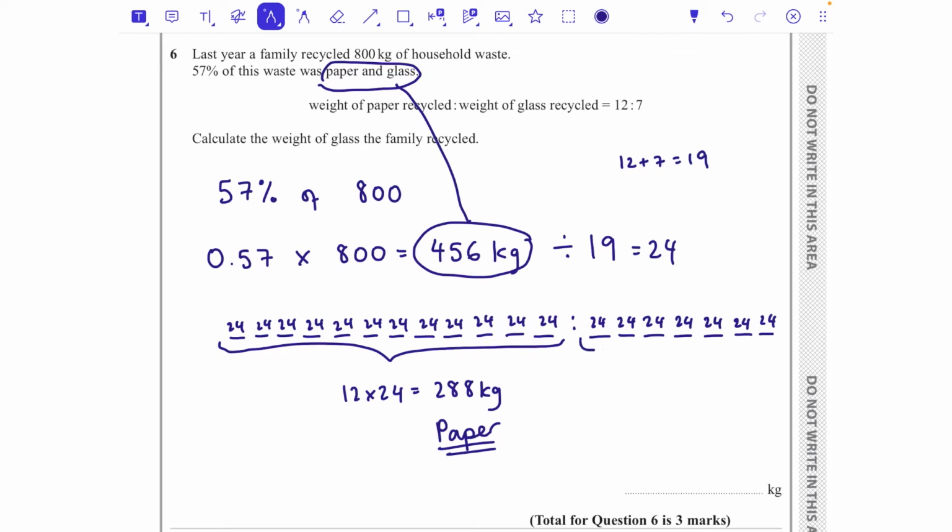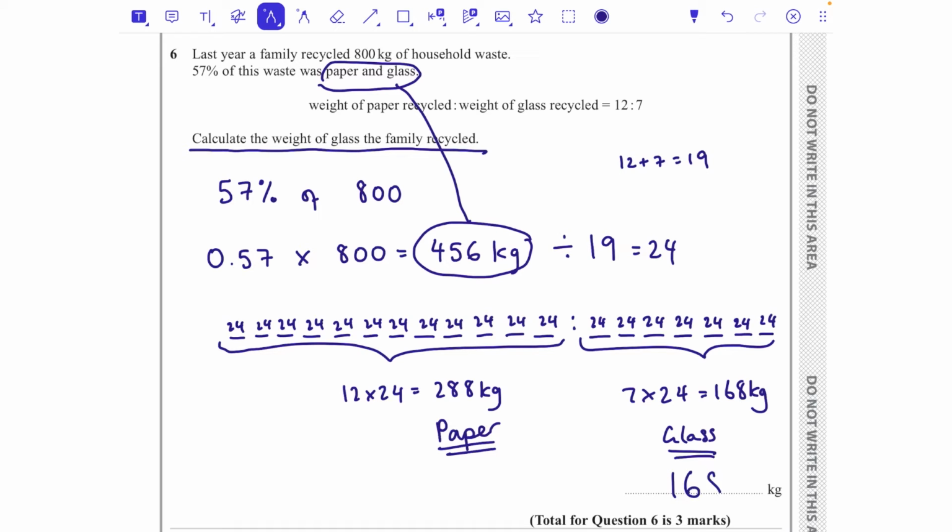And on the right-hand side, I've got 7 lots of 24. And 7 lots of 24 is going to be 168 kilograms. And that's your glass. So what did they ask me? They asked calculate the weight of glass the family recycled. That's going to be 168 kilograms for that one.